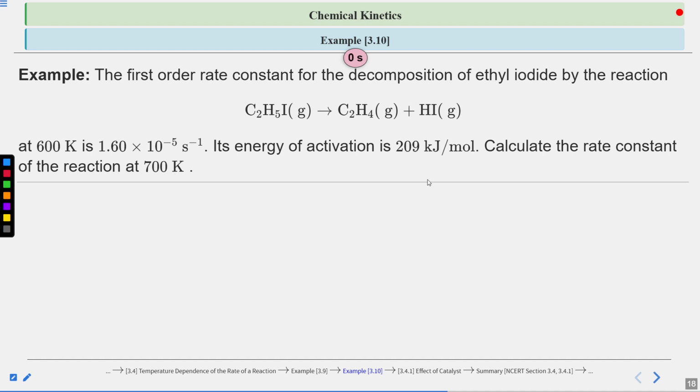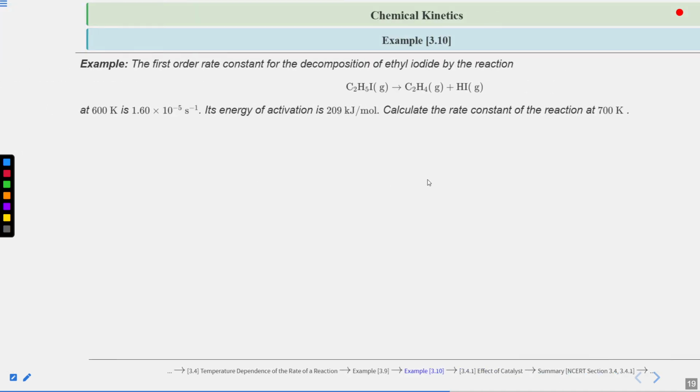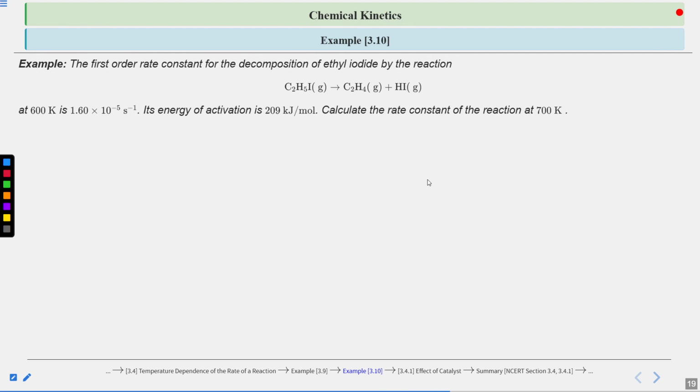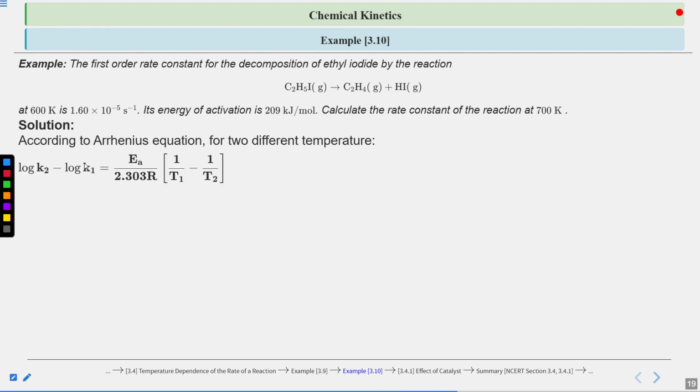Okay, let's see. For this given question, we know that according to the Arrhenius equation, for two different temperatures you can write log K2 by K1. You can write it as log K2 minus log K1 is equal to EA upon 2.303 R multiplied by 1 upon T1 minus 1 upon T2.